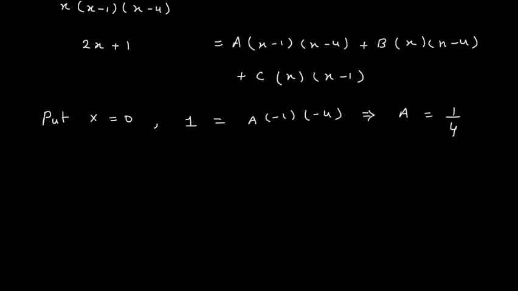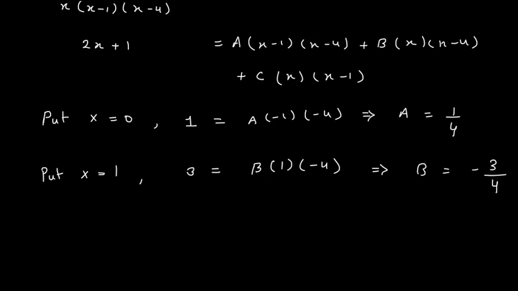Now to get the value of b, we will check what is common between a and c. So x minus 1 is common. So to make it 0, we will substitute x minus 1 equal to 0. That means we will substitute x equal to 1. So when we substitute x equal to 1, the left hand side will become 2 into 1, 2, plus 1, it will become 3. So 3 is equal to, now a becomes 0, c becomes 0, we have only the b part. So b into 1 minus 4, which is minus 4. So minus 4b is equal to 3. So from here b is equal to minus 3 divided by 4. This is the value of b.